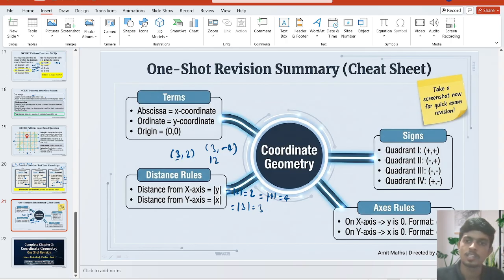Okay, and the signs of the quadrants. If a point lies in the first quadrant, both are positive. If it lies in the second quadrant, the x-coordinate is negative and the y-coordinate is positive. If it lies in the third quadrant, both are negative. If it lies in the fourth quadrant, the x-coordinate is positive and the y-coordinate is negative. Okay, axis rules. If on the x-axis, y is 0, the format is (x, 0). On the y-axis, x is 0, the format is (0, y). I hope it is clear to you. Okay, if any questions, you can comment in the comment box.